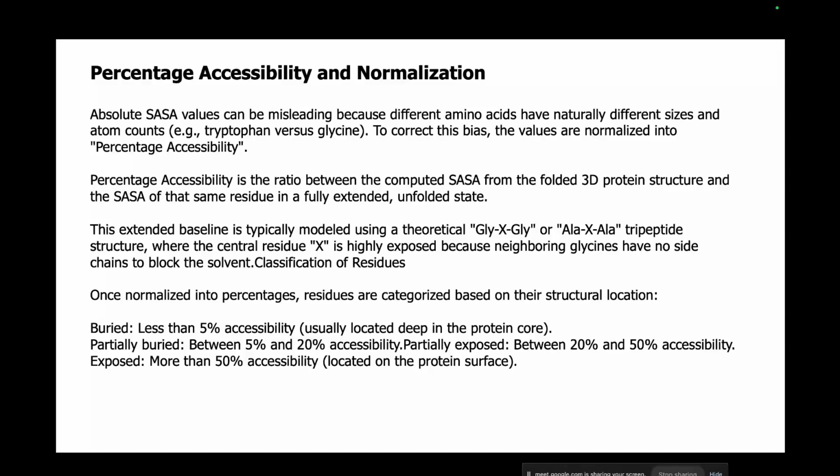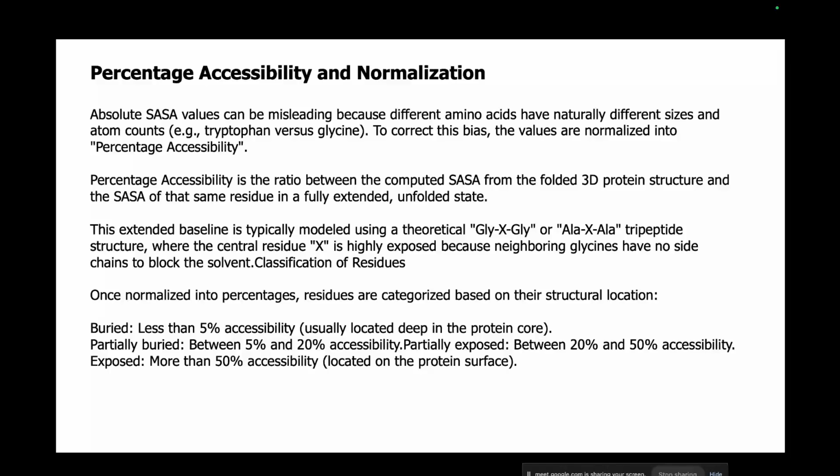So you need to correct for this bias, because what you want to know is the number of residues proportional to the number of residues that are present in the surface area. You do not want surface area as a metric. You just want to see how many important residues are present in that area. So to correct for this bias, they normalize into percentage accessibility.